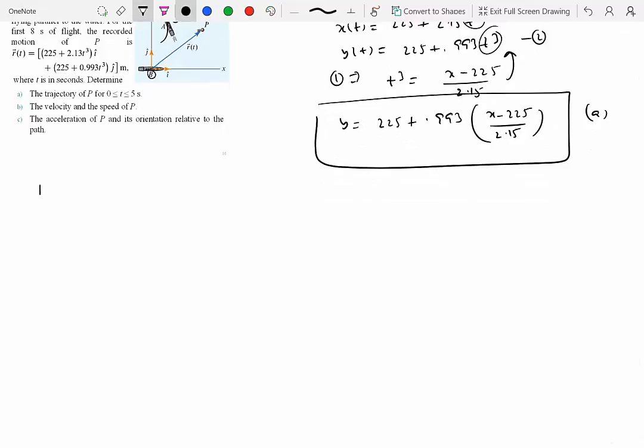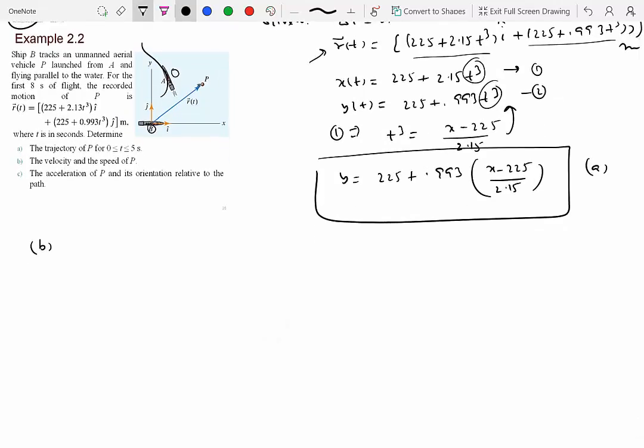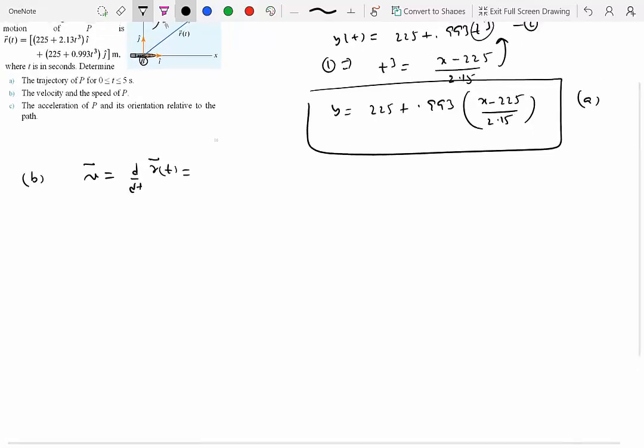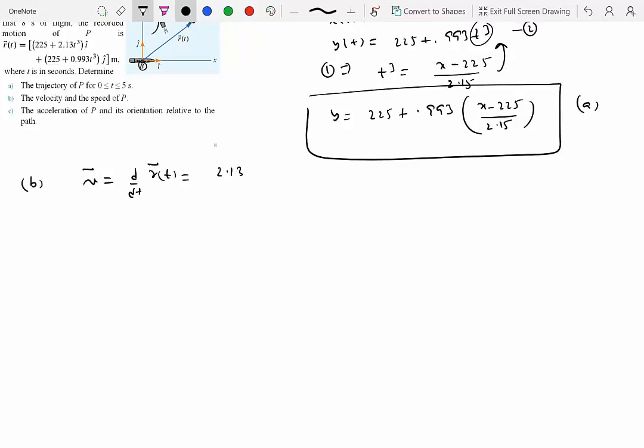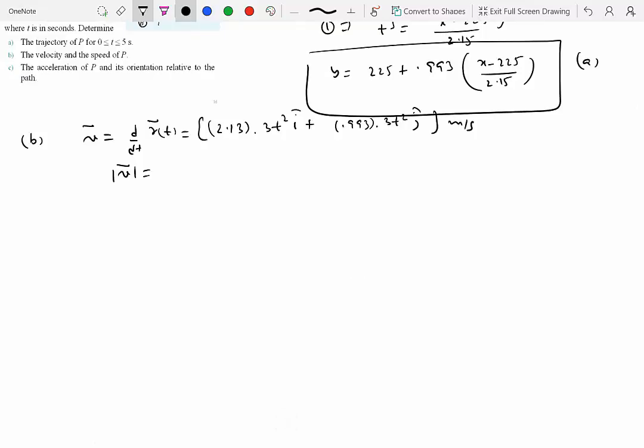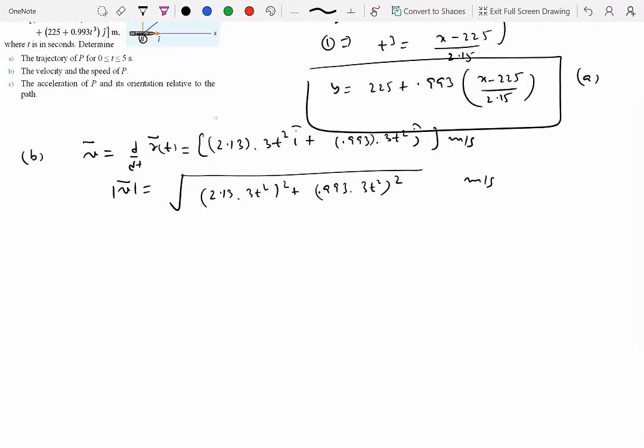Let's look at the velocity and speed of P. That's part b. We already know the position vector, so we can write the velocity directly from that. Velocity is equal to d over dt of r as a function of time. I'm just going to differentiate it directly: 2.15 times 3t squared i hat plus 0.993 times 3t squared j hat, in meters per second. That's the velocity. What's the speed? The speed is nothing but the magnitude of v, which would be the square root of (2.15 times 3t squared) whole squared plus (0.993 times 3t squared) whole squared, in meters per second. If you are looking for the magnitude of the velocity or the speed at a certain instant, you can substitute the value of t in this expression.